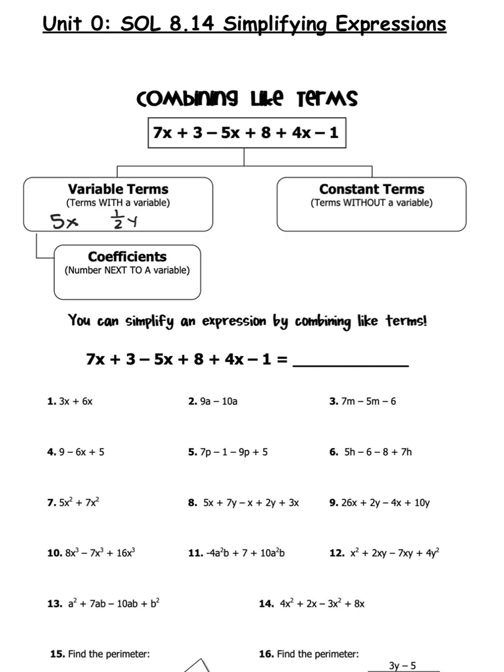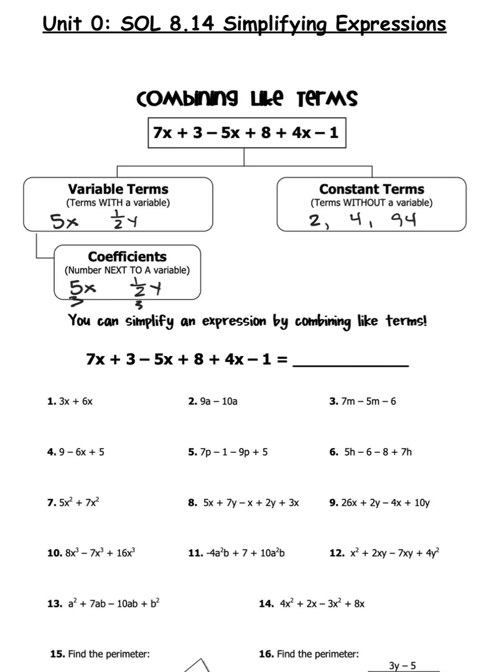Constant terms are terms without variables. So 2 is a constant, 4 is a constant, 94 is a constant. Coefficients are the numbers next to the variable. So for example, we have 5x. In this situation, 5 is going to be our coefficient. Or 1/2 y, 1/2 is going to be our coefficient.